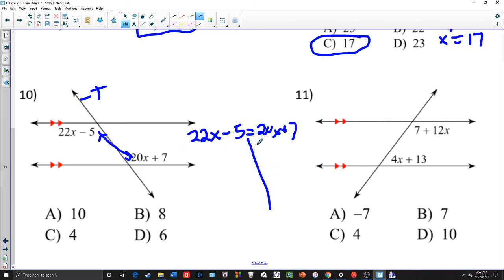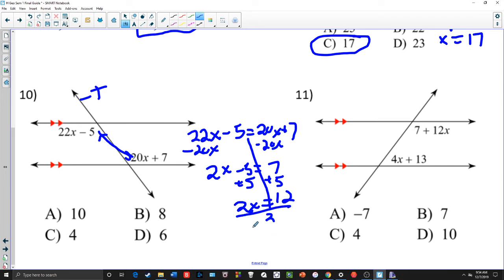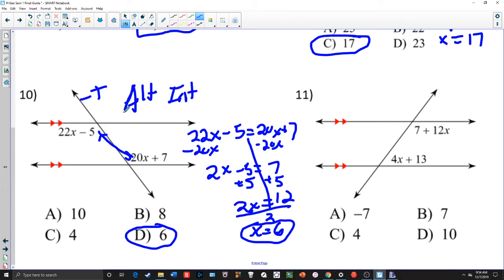So what we can do here is subtract 20x from both sides. We get 2x minus 5 is equal to 7. We add 5, and we get 2x is equal to 12. And divide by 2, and we get x is equal to 6, which is this one right here. So alternate interior angles are going to be equal to each other. Again, alternate meaning on different sides, interior meaning between the two lines. So they satisfy both conditions, so they're going to be equal to each other.